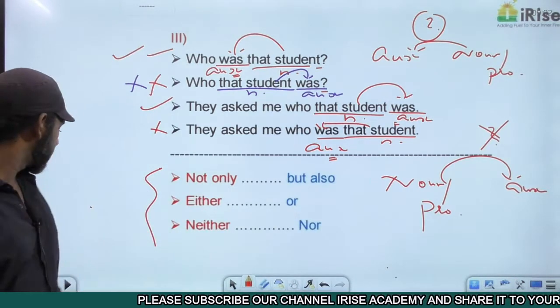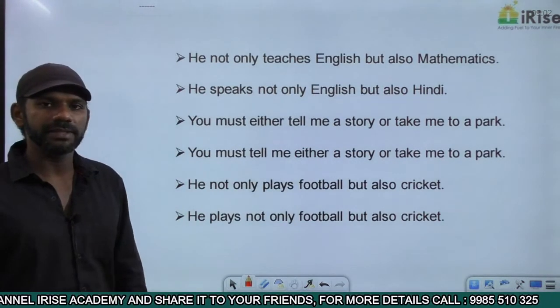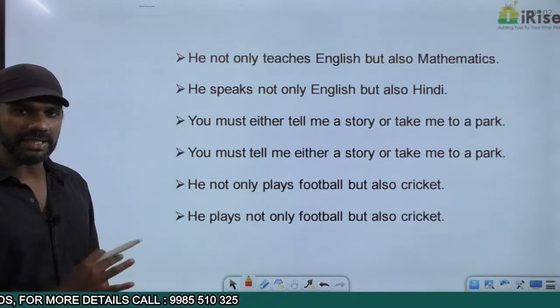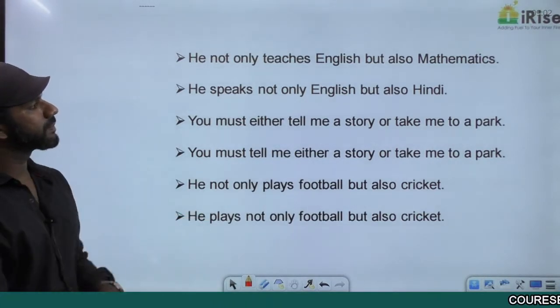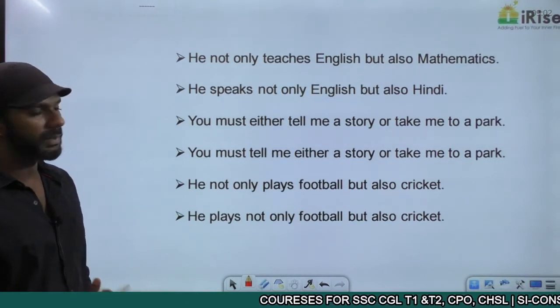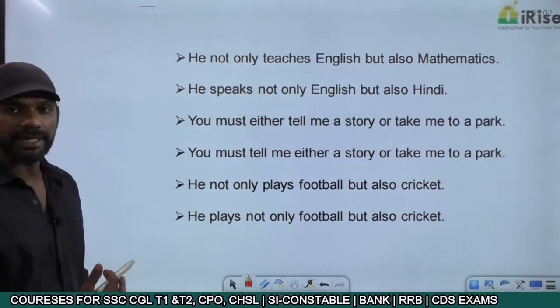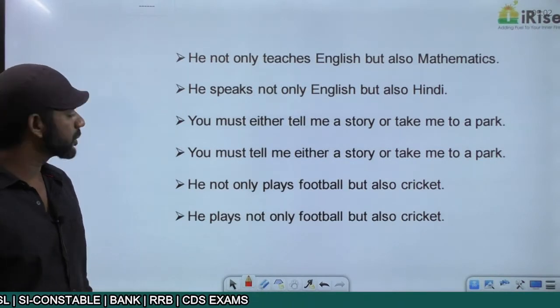Now these usages have one more rule. I've gone for some sentences here. I'll explain these sentences. Which of these is or are grammatically correct? That's what we need to find out. He not only teaches English but also mathematics. He speaks not only English but also Hindi. You must either tell me a story or take me to a park. You must tell me either a story or take me to a park.